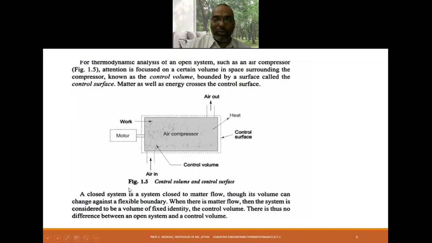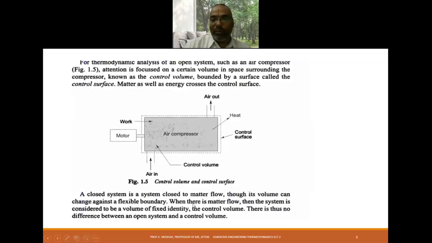Whenever we come to the closed system, there we have the control mass, where there is no mass transfer, only energy transfer. But in the control volume, both mass transfer as well as energy transfer take place. That is, air in and air out indicate that mass is transferring, and similarly work and heat, the energy transfer, are taking place. That's why it is known as the open system, or the control volume approach.